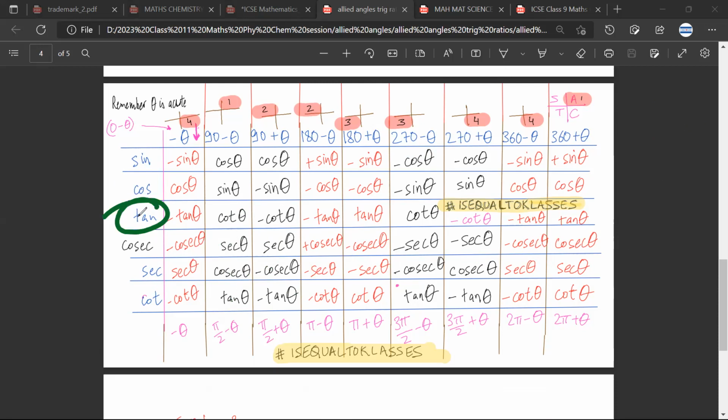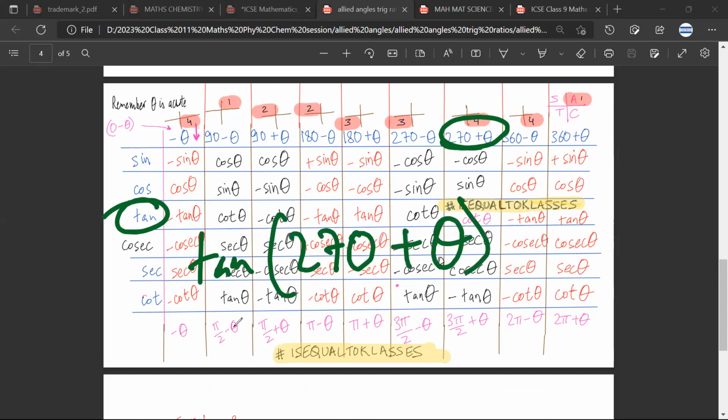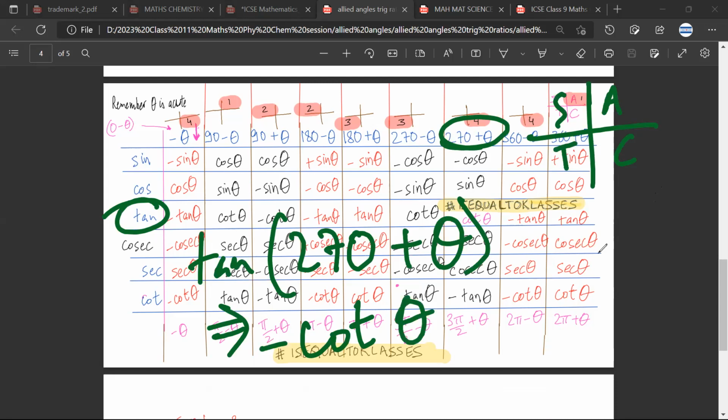So for example, tan 270 plus theta. As it's 270, tan changes to cot, and 270 plus theta lies in the fourth quadrant and is negative. Is it making sense? So that is why you will see minus cot theta here. Any doubt? No.